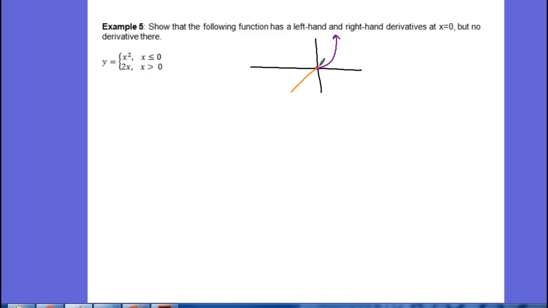So what we do for this type of function is we look at the left hand and we look at the right hand. So what you want to do is you're going to look at the limit on top. Oh, did I flip-flop that one? Okay.